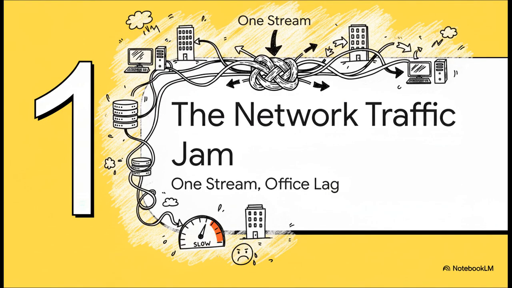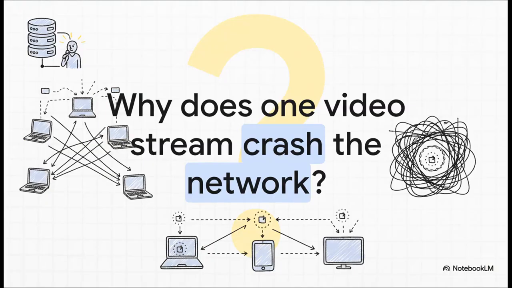All right, let's start with the problem itself. How is it possible for one single video stream to bring a super fast, expensive corporate network to its knees? I mean, we've all been there, haven't we? The CEO starts a live all-hands meeting, and suddenly everything else you're doing just slows to a crawl. The reason this happens all comes down to how data has traditionally been sent across a network.